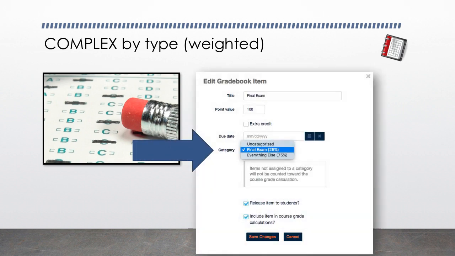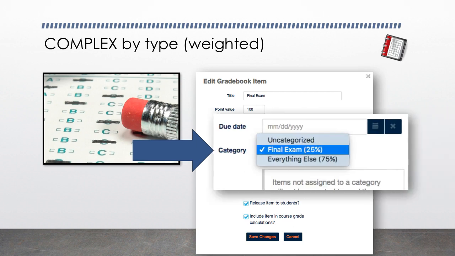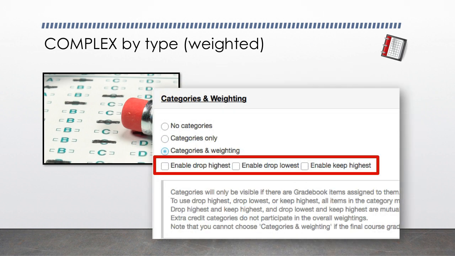For example, if I know that I want the final exam to be worth 25% of the overall course grade, I don't have to find out what 25% of the total number of points are in the course. I merely create a gradebook entry and place it into a category that's weighted at 25% of the course grade. The gradebook does the rest of the math for me. Using categories and weighting also enables some other advanced gradebook features, such as drop highest, drop lowest, or keep highest for any number of items in a category.